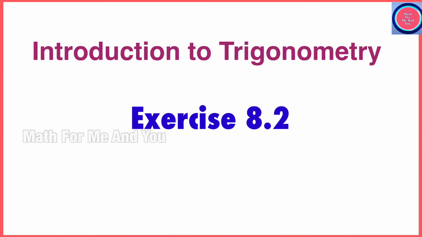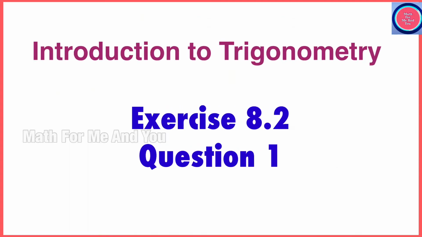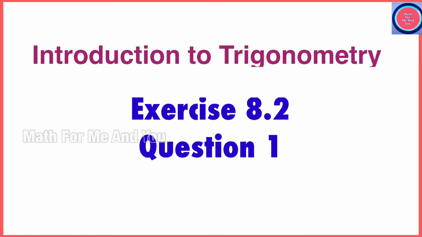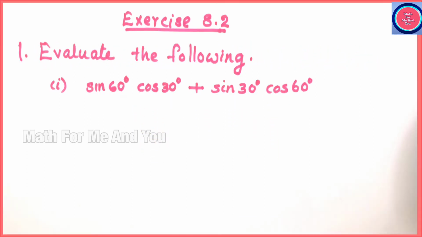In this video, the topic we are discussing is exercise 8.2, question 1 from Introduction to Trigonometry. Evaluate the following. That means we have to find the value of the given expression. What is given here? Sin 60 degree into cos 30 degree plus sin 30 degree into cos 60 degree.